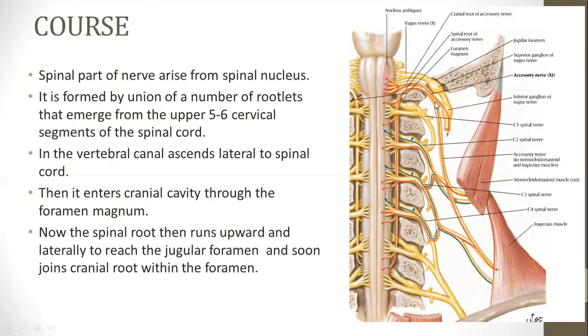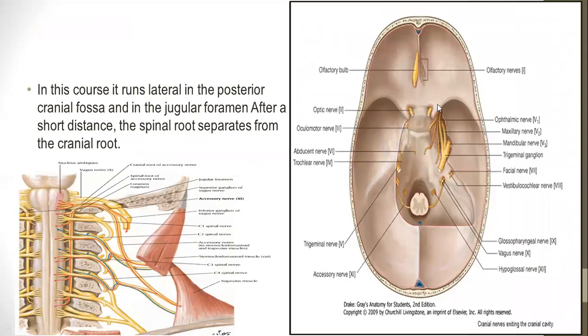After a short distance, after passing through the jugular foramen, it soon separates from the cranial root of the accessory nerve. And I have discussed before that the cranial root joins the inferior ganglion of the vagus nerve. This separates from the cranial root after a short distance from the foramen. This is the intracranial course. Here you can see in its intracranial course, it runs laterally in the posterior cranial fossa.